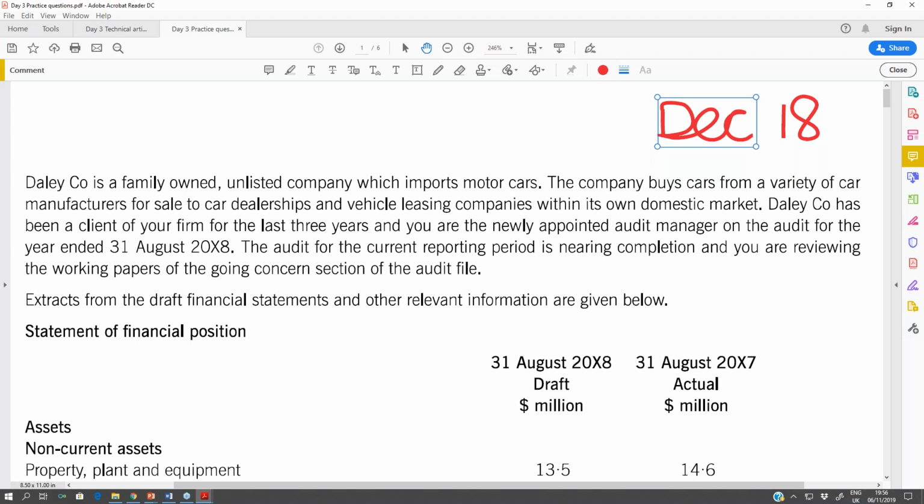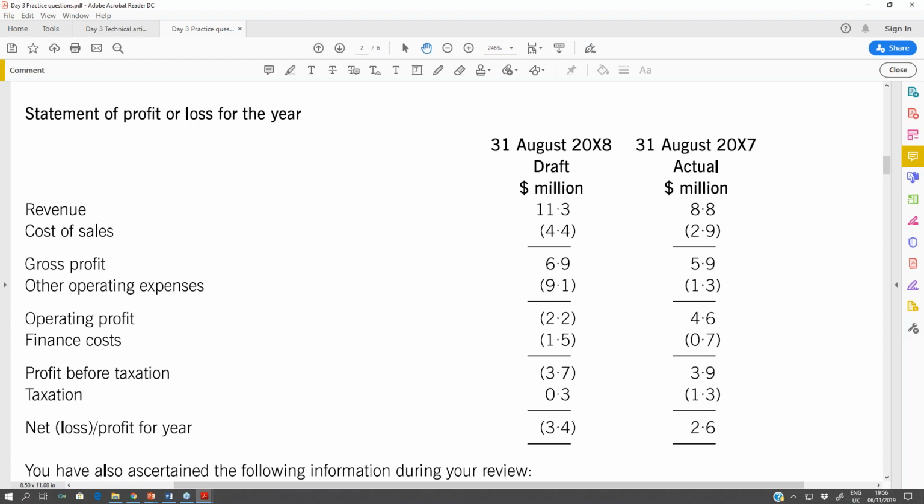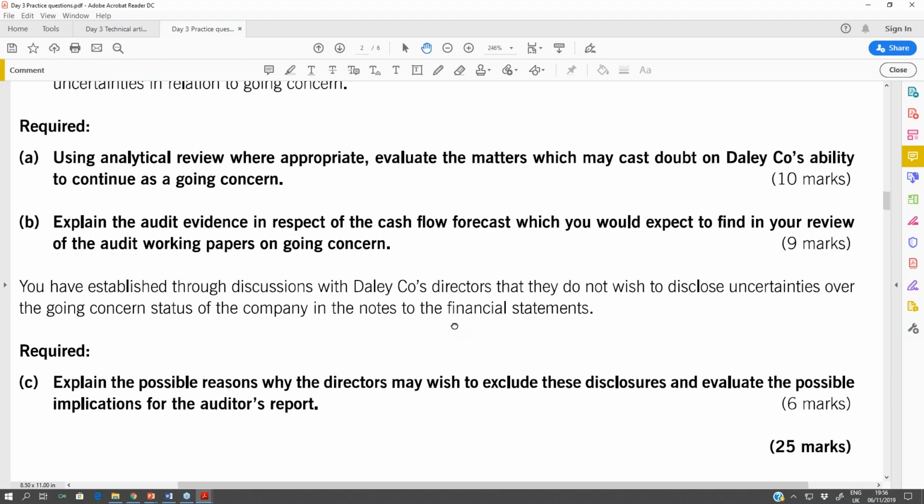Now, when you look at question two of the December 18 exams, it is full of numbers, full of the balance sheet and the income statement. So far only numbers. And as you go down, there are some note numbers coming. You know, the examiner gives you the financial statements and the notes to the financial statements, right? And then comes the requirement. This is question two, right?